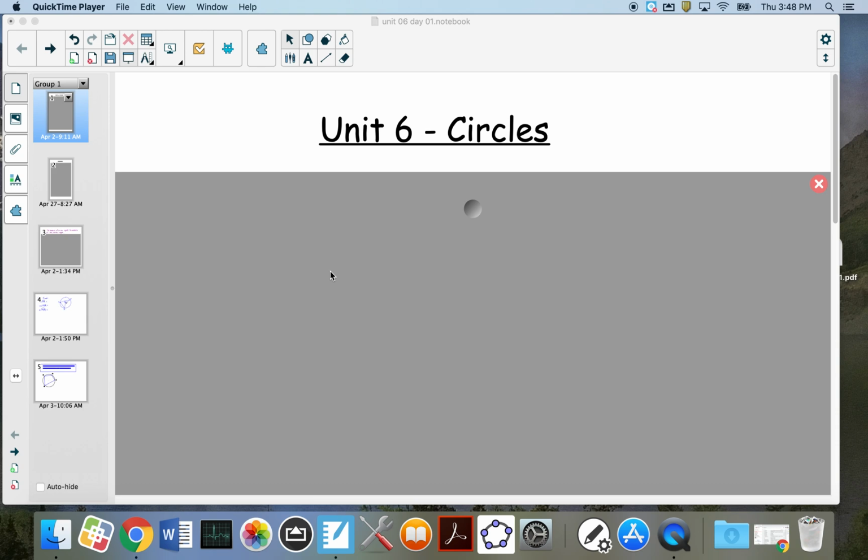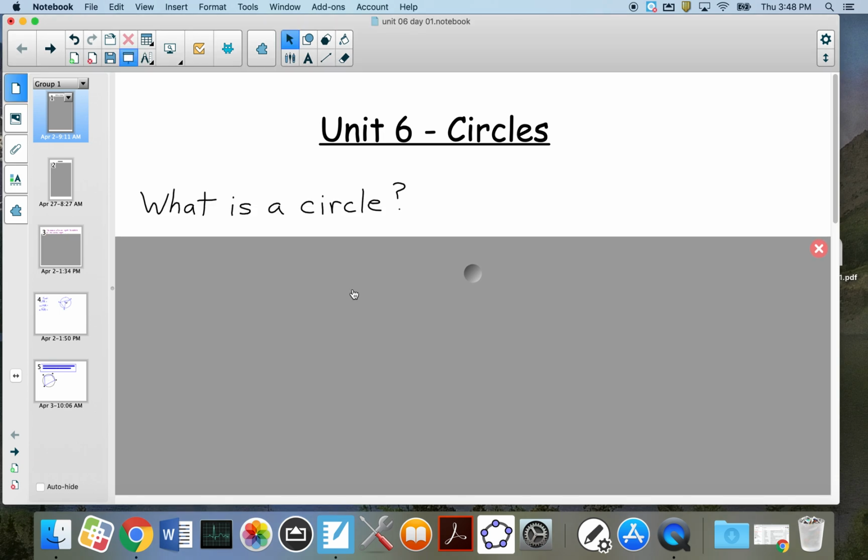Today we're going to start with Unit 6, dealing with circles. So the first question I have for you is, what exactly is a circle? Can you describe it? If you were talking to somebody on a phone and you couldn't use the word circle, could you describe exactly what it is?